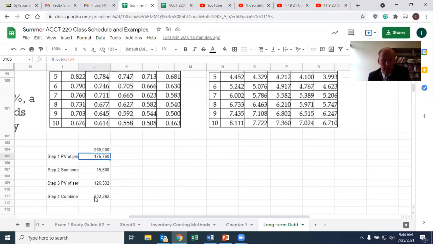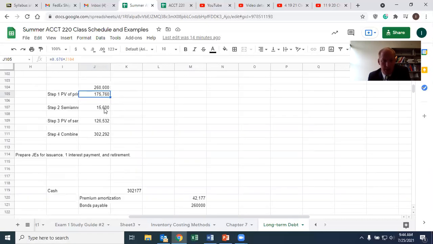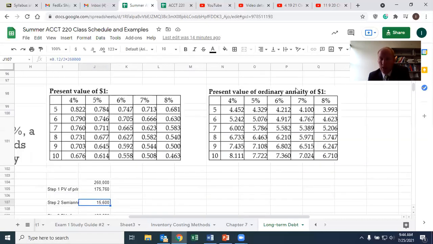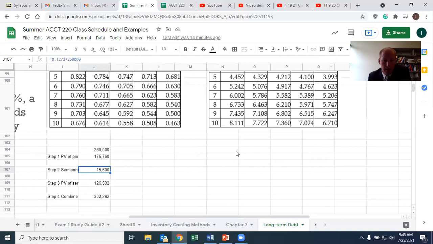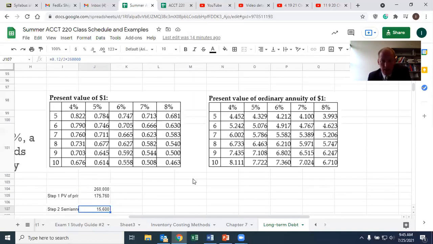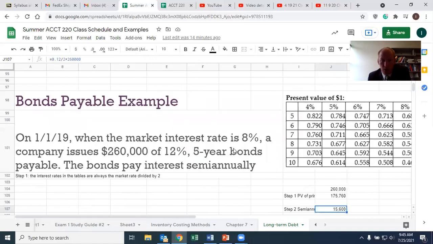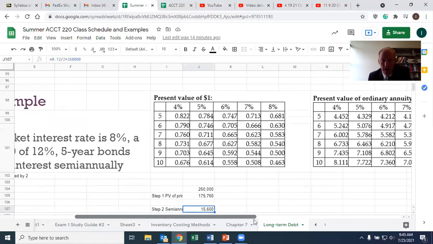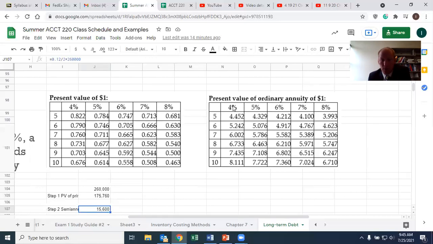Now with these semi-annual payments, there are multiple payments, okay? So we call that an annuity. It's like a regular set of payments. That's all an annuity means, okay? So we're going to take our 15,600. Remember, always use the market rate, which is 8%. We need to divide it by 2, so that's 4%.